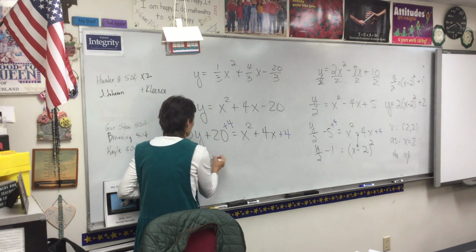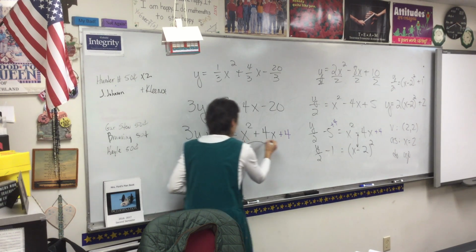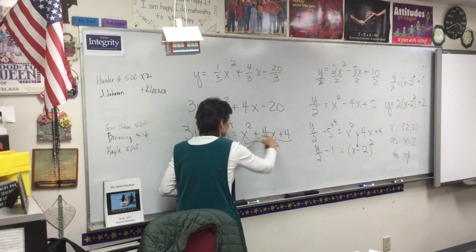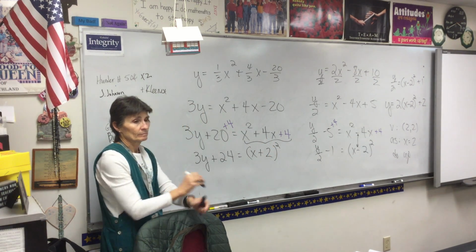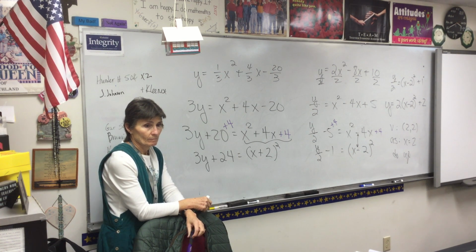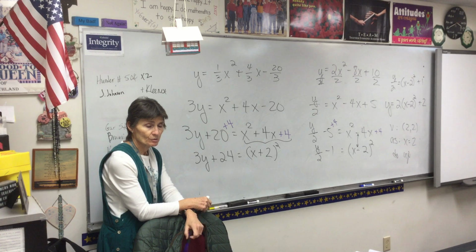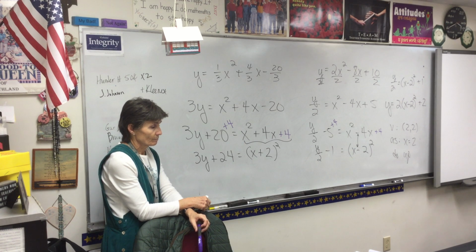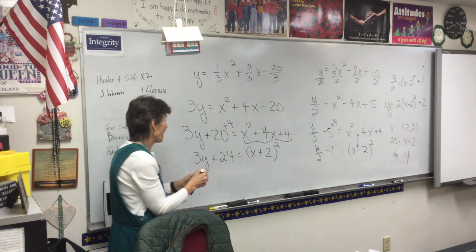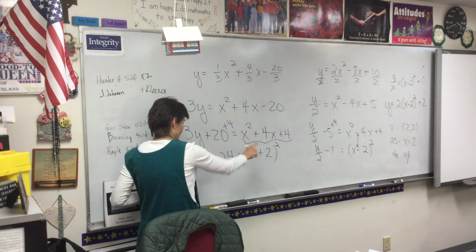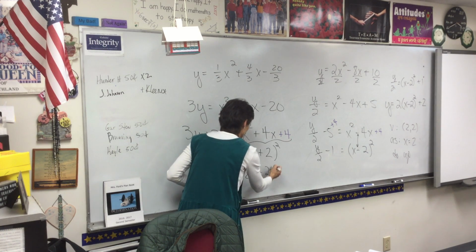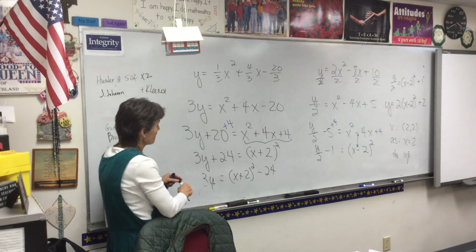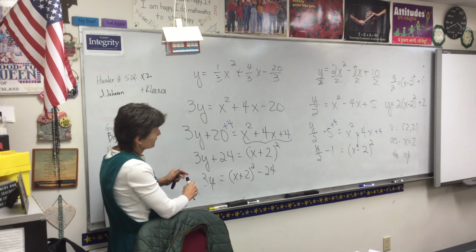So I have 3y plus 24. Now what parentheses is this? X plus 2, x plus 2. If you FOIL out x plus 2 times x plus 2, it is x squared plus 4x plus 4. That makes sense. Now we're going to subtract 24. And then we're going to divide.